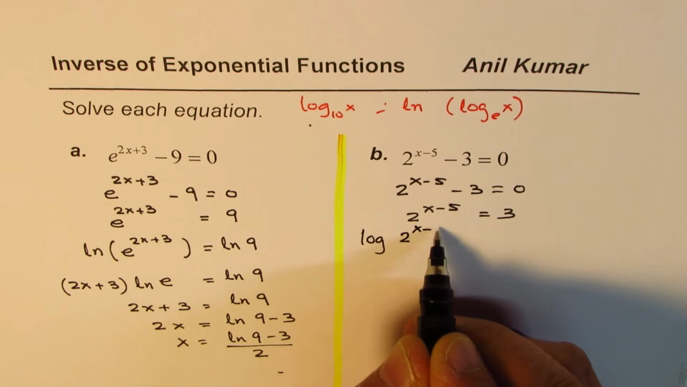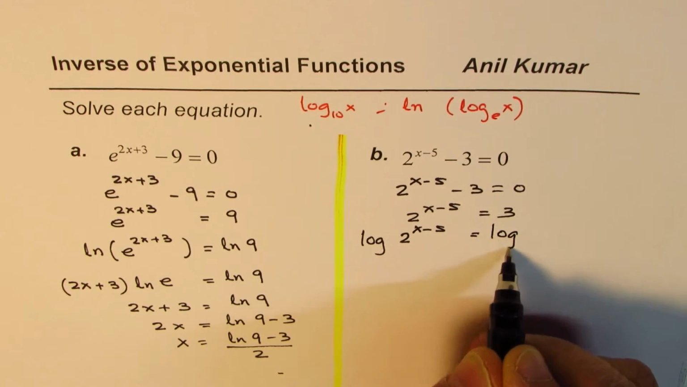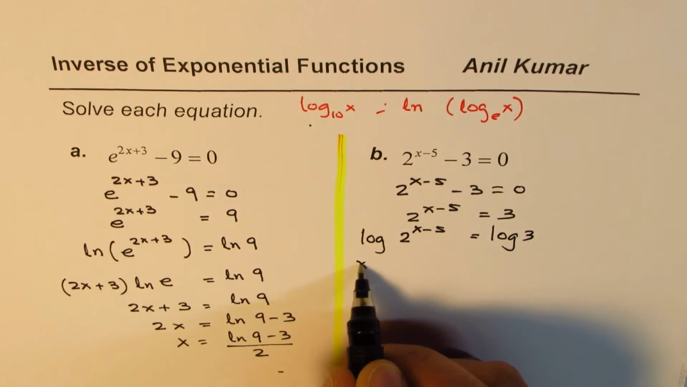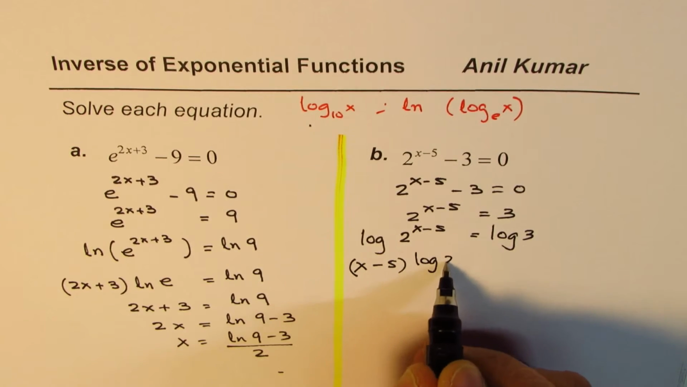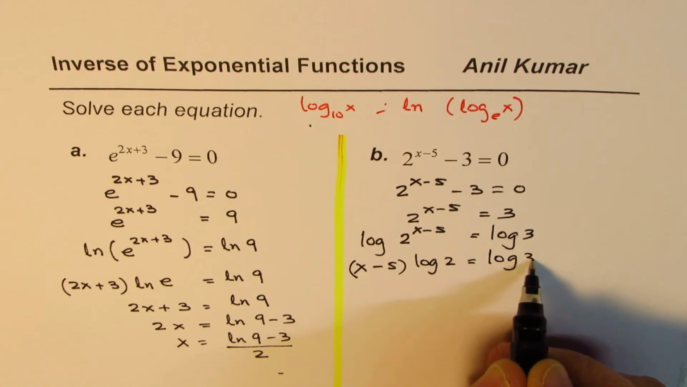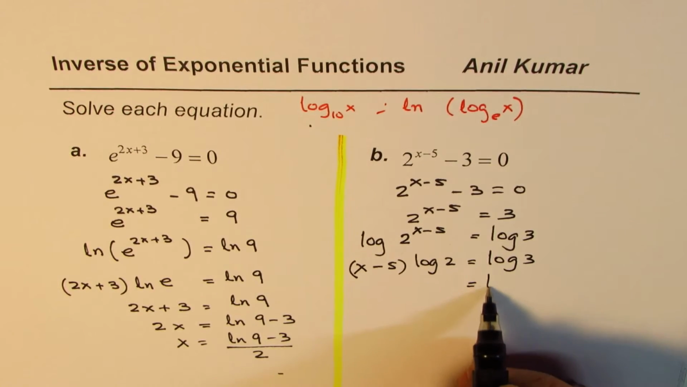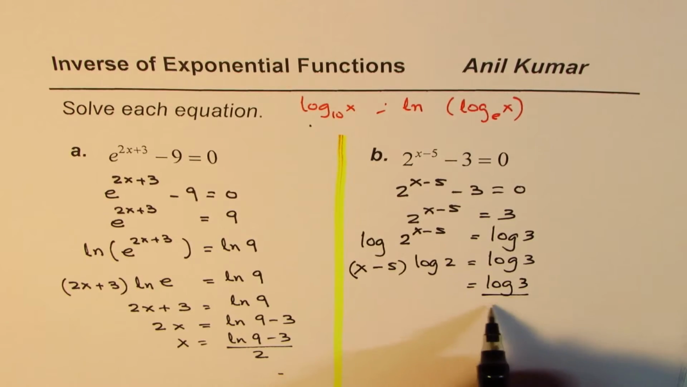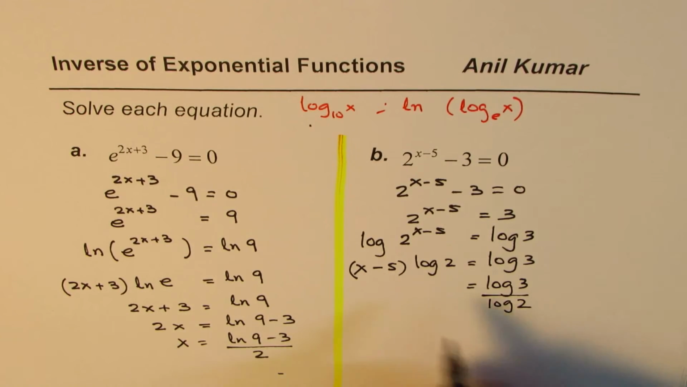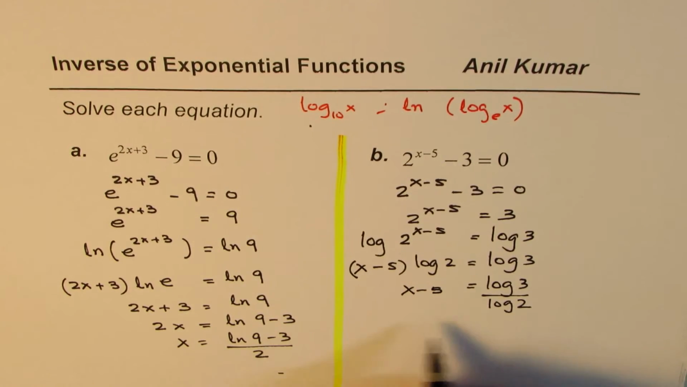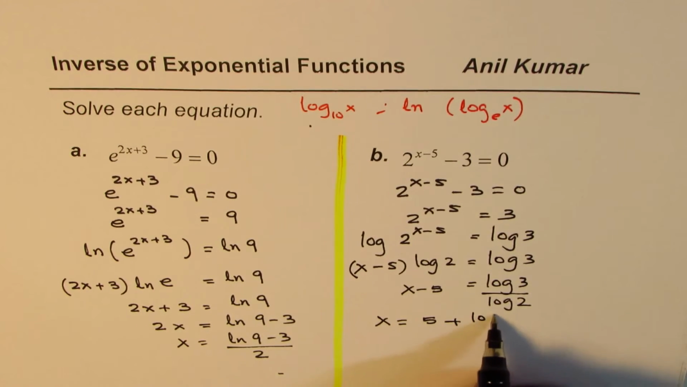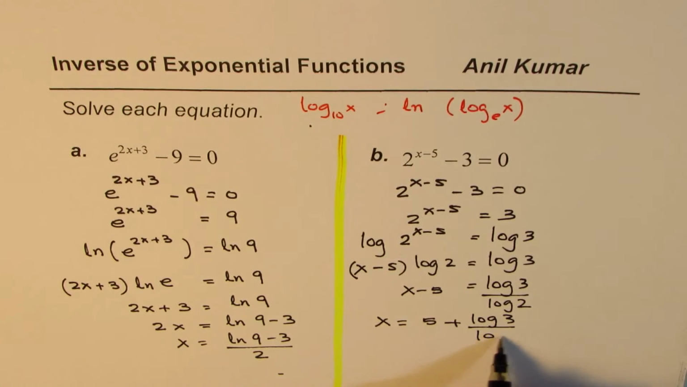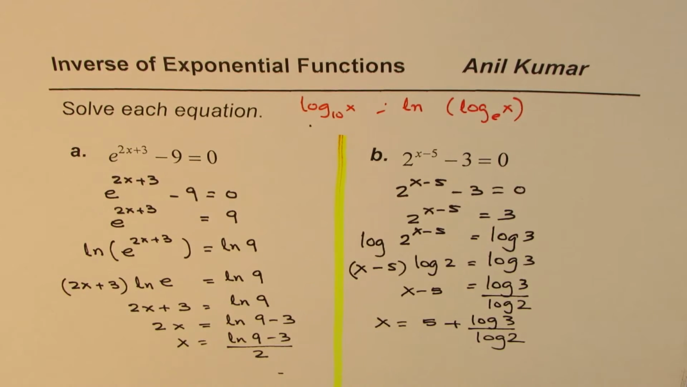So log of 2 to the power of x minus 5 equals log of 3, and that gives you, applying the power rule for logarithms, (x minus 5) log of 2 equals log of 3. Dividing by log of 2, we get x minus 5 equals log of 3 divided by log of 2. It's like solving an equation, right? So x equals 5 plus log of 3 divided by log of 2. So that becomes the exact solution for the given equation.